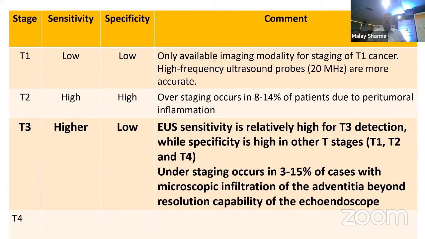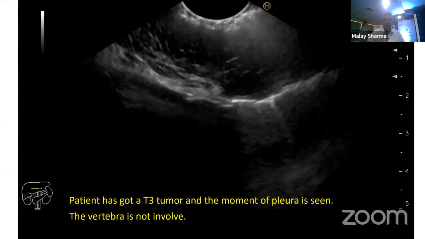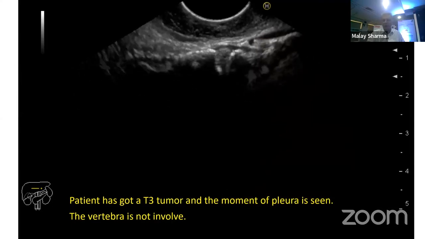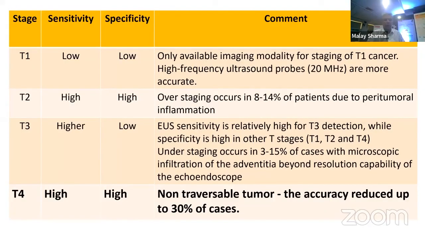For T3, the sensitivity becomes even higher. EUS sensitivity is relatively high for T3, and specificity is high in other T stages. So understaging occurs in 3 to 15% of cases. This is a T3 tumor. The movement of pleura is seen. The vertebra is not involved. And T4 tumors are usually non-traversable tumors. And when it comes to EUS, the sensitivity and specificity is high.